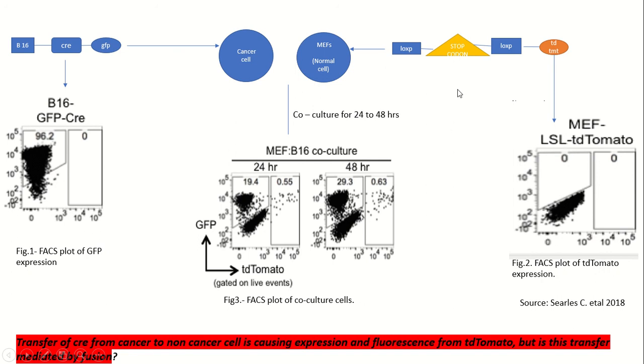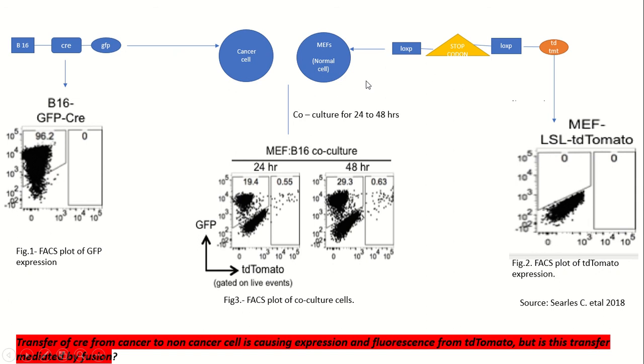Now, one thing I'd like to mention: in order to allow expression of tdTomato and subsequently its fluorescence, it is very important to remove this stop codon from this site. And this can only be done by the recombinase protein, which is the product of the Cre gene. Okay, so this is the main crux.